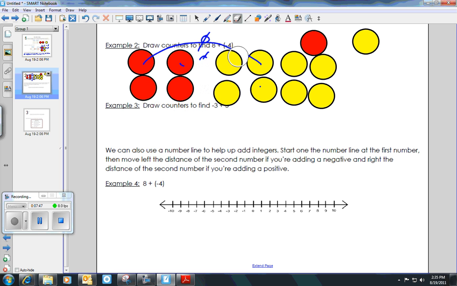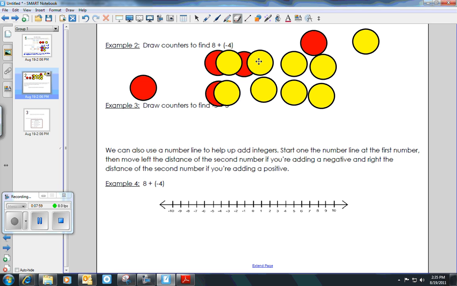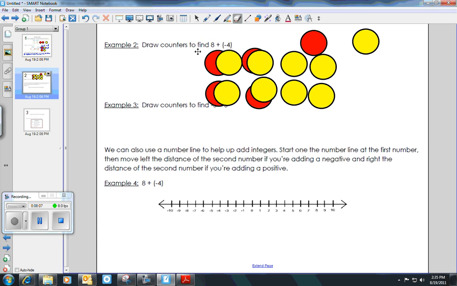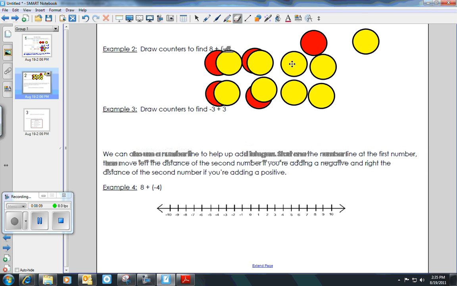So what I can do with my counters, right? These two will combine and make 0. And these two will make 0. And these two will make 0. And those two will make 0. Okay? All of those are going to go away.